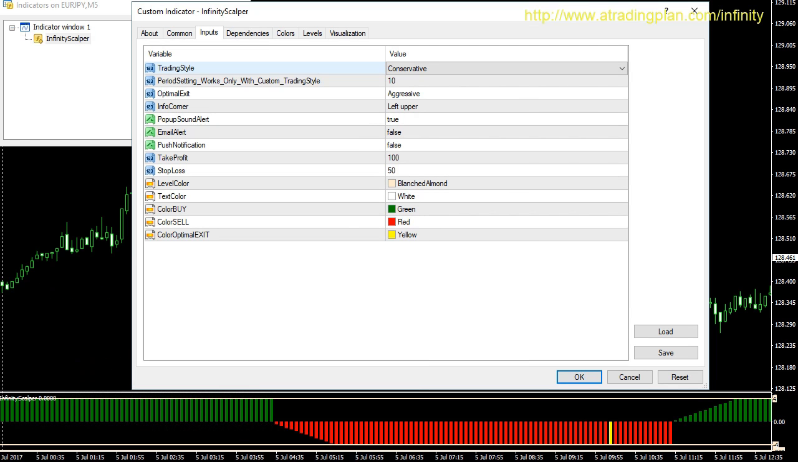If that's what you want in a trading strategy, and Infinity Scalper delivers that, you can change some of these inputs to suit you. Every trader is different, right? But I always say start off with the out of the box and just move forward with that.